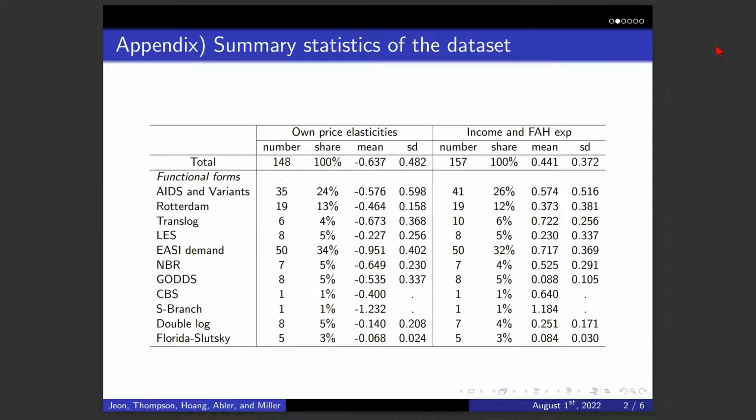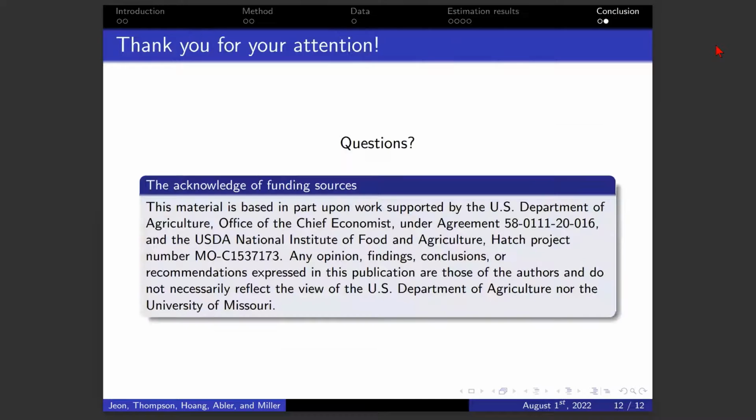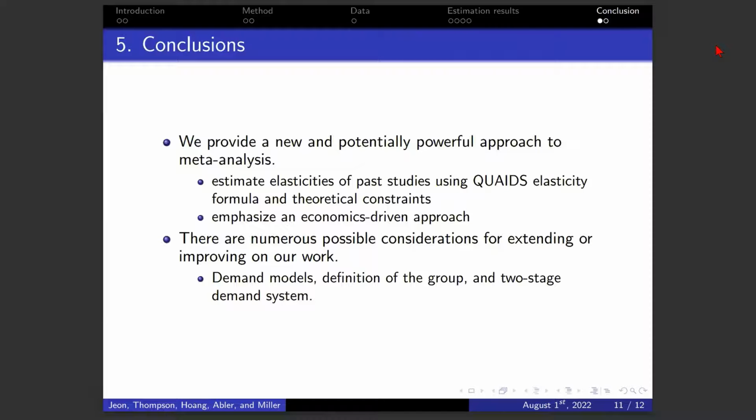So we think the AIDS model might be appropriate, but also, as our future consideration, we can change from AIDS, the quadratic AIDS model, to other demand systems to fit our observations. Yeah, but that's a great question, thank you.